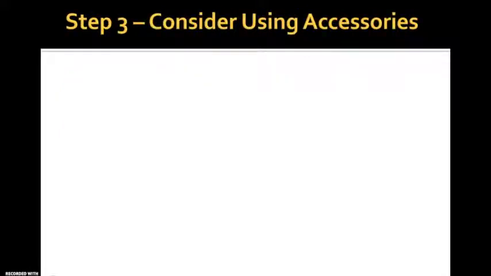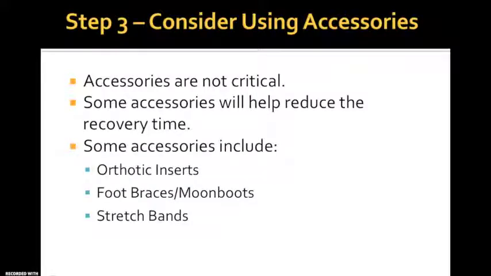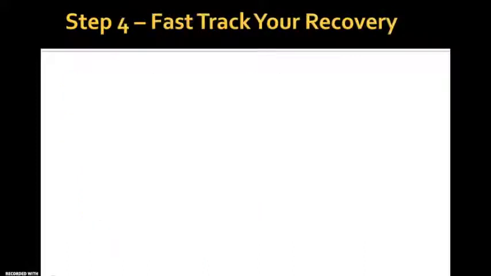Now looking at step 3, consider using accessories. Accessories are not critical, but some accessories will help reduce the recovery time, and anything that can get us back up and running faster is definitely a bonus. Some accessories include orthotic inserts, which you can buy at your local chemist or pharmacy, foot braces or moon boots, which are really only for severe injuries, and stretch bands, which you can use to help you build up those muscles and get more flexibility.